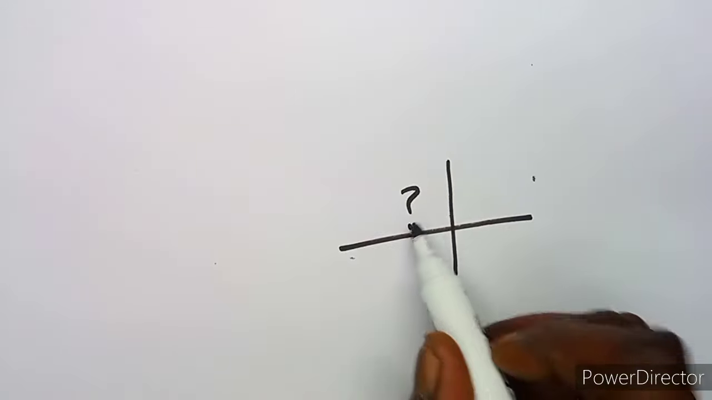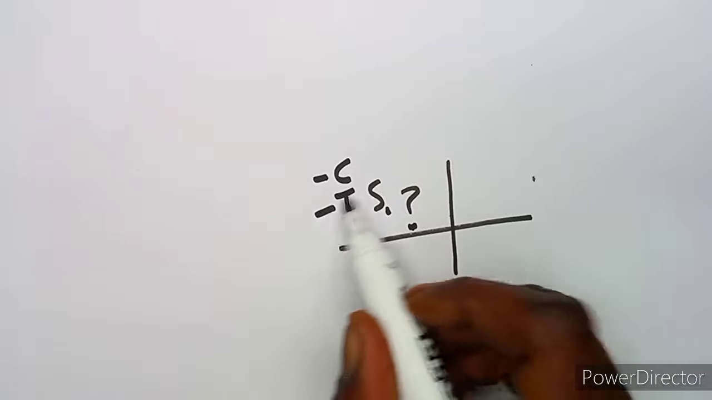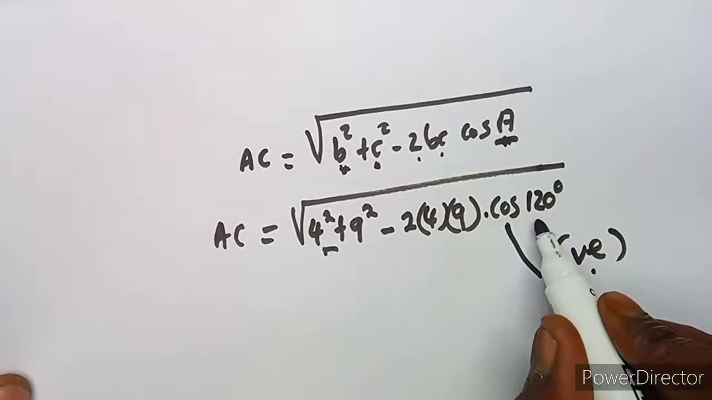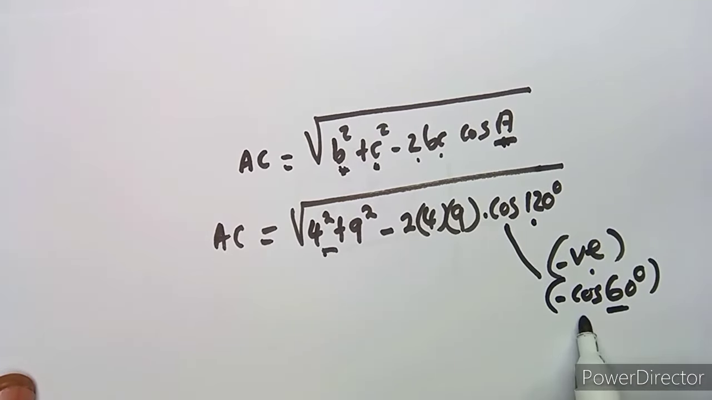If you are talking of the obtuse angle, you're talking of the second quadrant. In this quadrant, only sine is positive, cos is negative, tan is negative. So this is going to be negative cos 60 degrees. So you're going to use cos 60 degrees with a negative.